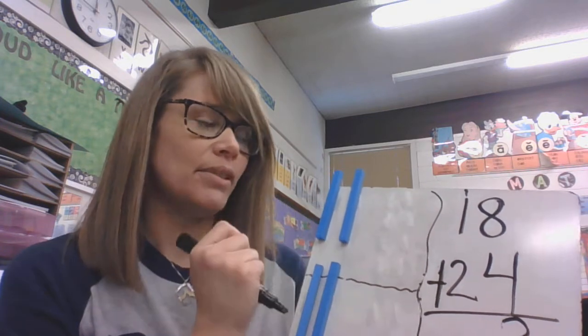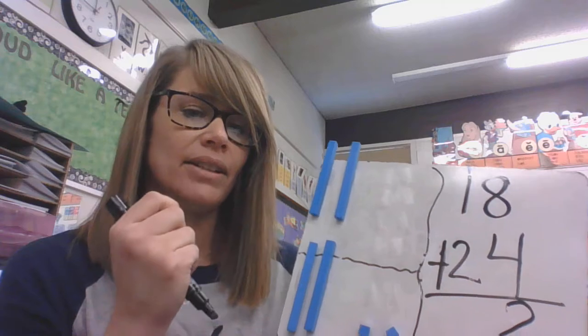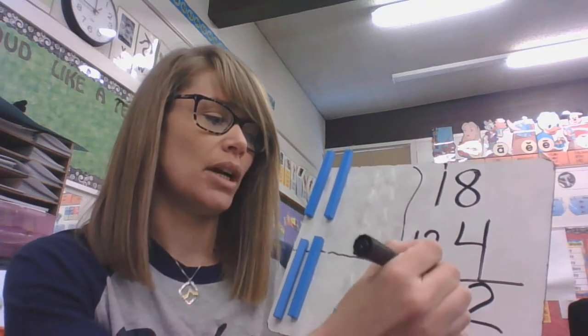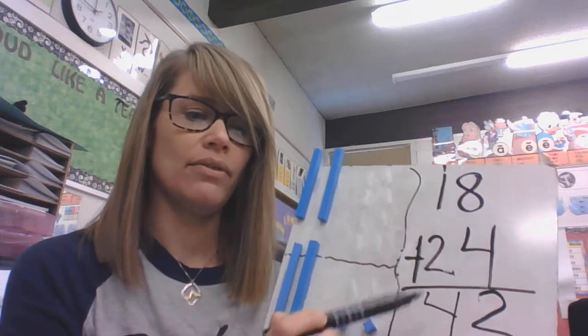I have a 10 for my 18 and I have 2 tens for my number 24. How many tens do I have altogether? 4. So my answer to 18 plus 24 is 42. All right, let's try one last problem.